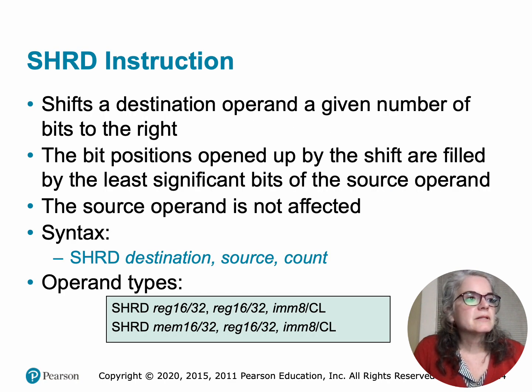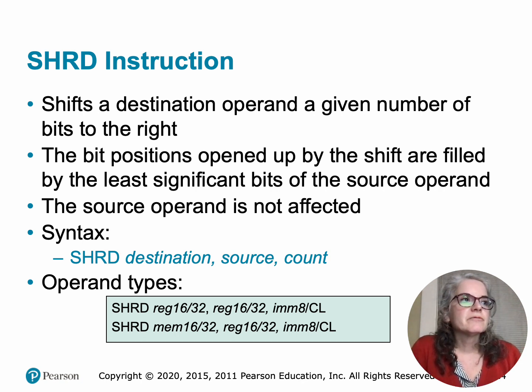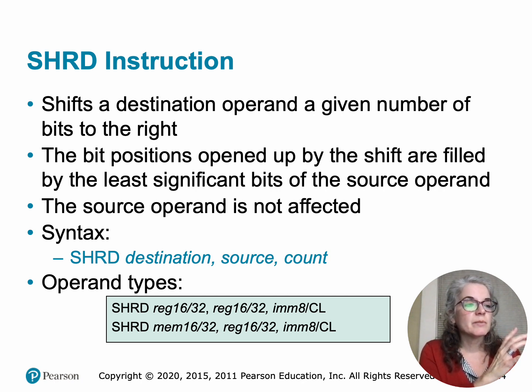And then we have the shift right destination operand. So it shifts a destination operand a given number of bits to the right. Bit positions opened up by the shift are filled by the least significant bits of the source operand. So same thing, just like the other one, except we're shifting to the right. So when you shift to the right, you have space on the left of the binary number, which is the most significant bits, and you're going to take the least significant bits of the source and move in there.